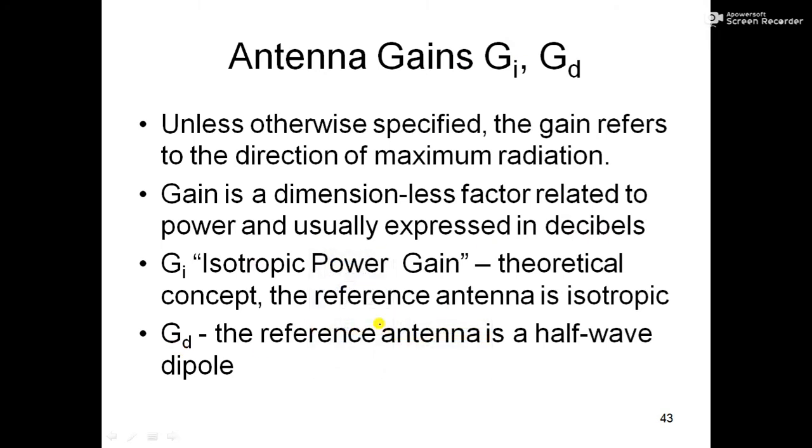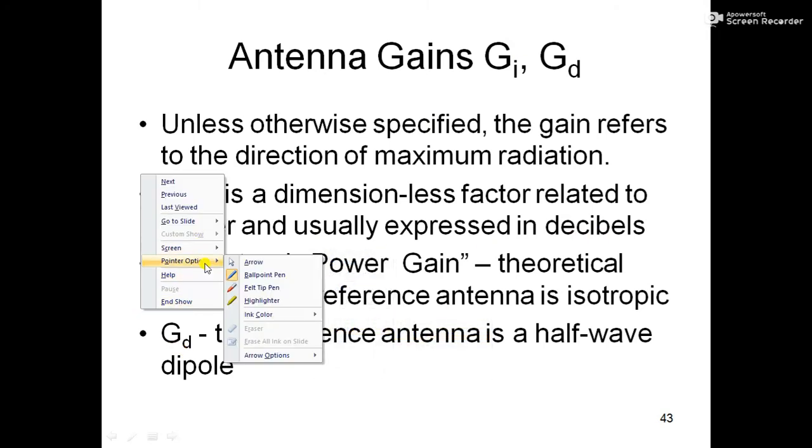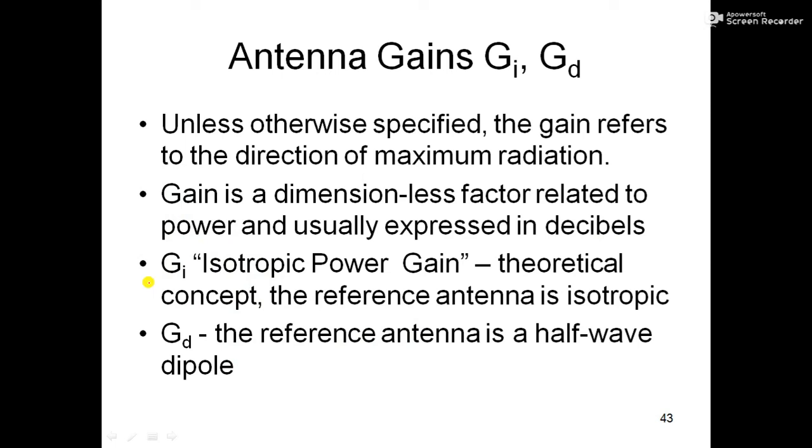In this case we say that the gain is in dBi, and in this case we say that the gain is in dBd. So dBi and dBd are two methods for representing the gain.